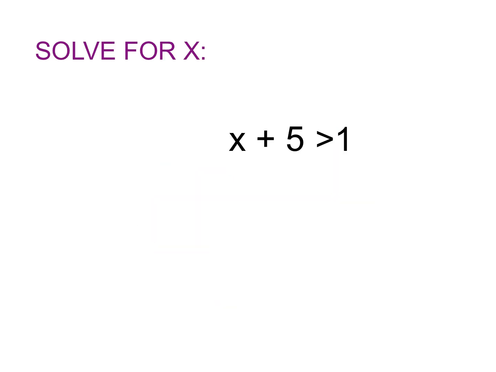Okay, this one's simple. We're just going to do 5 minus 5, and that means we do the same thing on the other side of the equation. So I'm going to have 0 there. X equals 1 minus 5, so that's negative 4. And now I'm going to change my sign back to what the question said, which was greater than. So x is greater than 4.